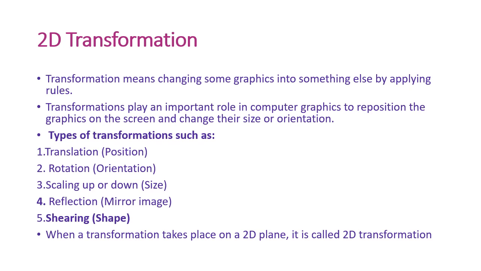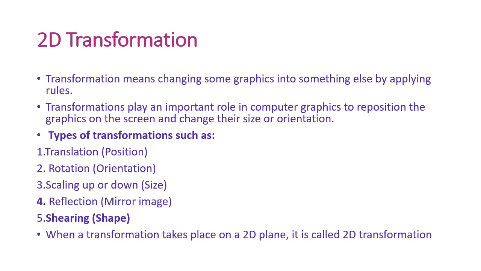So first, what is 2D transformation? Transformation means changing some graphics into something else by applying rules. Transformation plays an important role in computer graphics to reposition the graphics on the screen and change their size or orientation. Now we have different types of transformation such as translation, rotation, scaling up or down, reflection and shearing transformation. In today's session, we'll discuss what is shearing transformation.